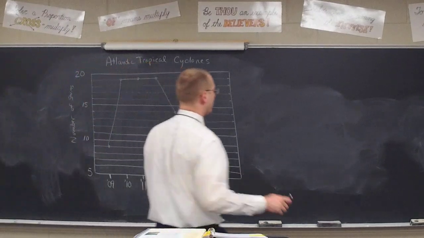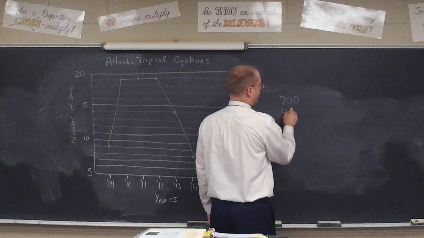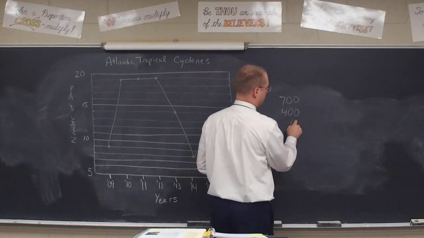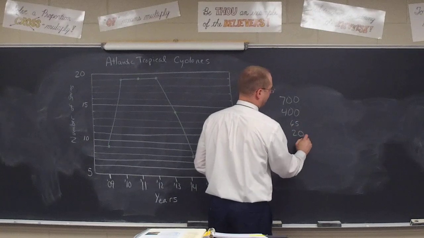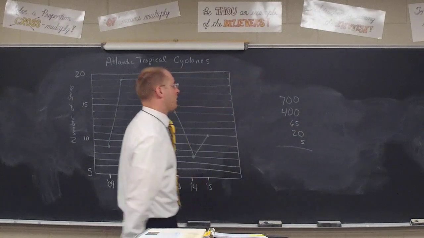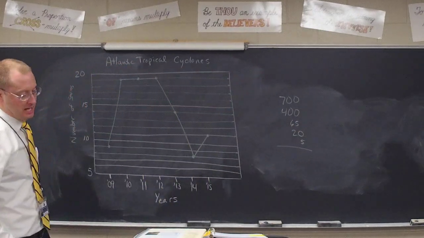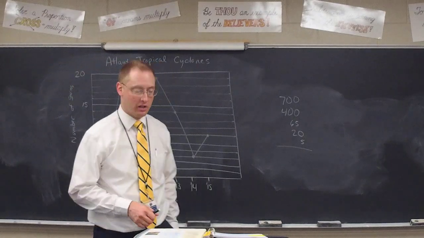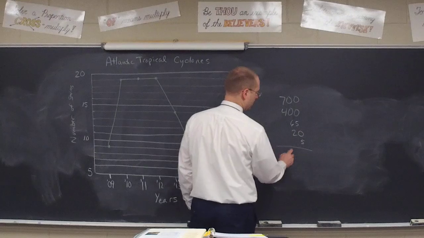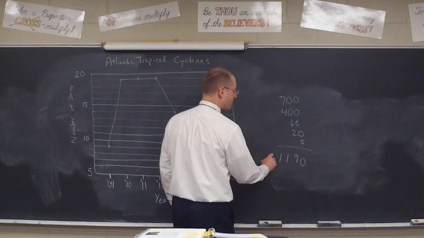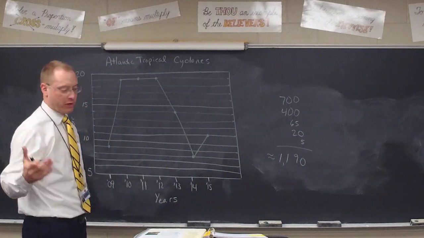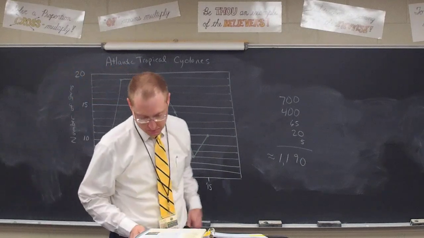So let's say we had 700 EF0s, 400 EF1s, and then it drops way down. Like the really strong tornadoes, not many of them. We said there were 65, 20, and like 5. If we add them all together, how many of these tornadoes were there? About 1,190, close to 1,200 of these tornadoes, and again, this is an approximation.